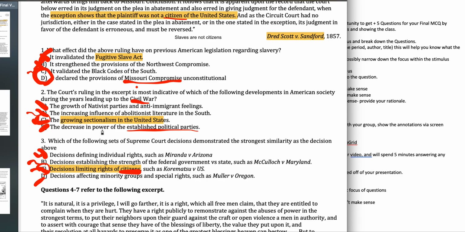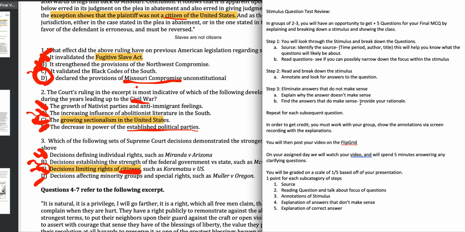Now, again, we're looking at the key ideas. So I've explained why some answers don't make sense. I've explained why some do make sense, providing a rationale. You're going to repeat that for each subsequent question. In order to get credit, you must work with your group, show the annotations, work on the annotations together, and then you can each pick a question or pick an answer and each explain however you want to work together, but you will be graded on a scale of 1 to 5 based off of your presentation. 1 point for each subcategory of the steps.